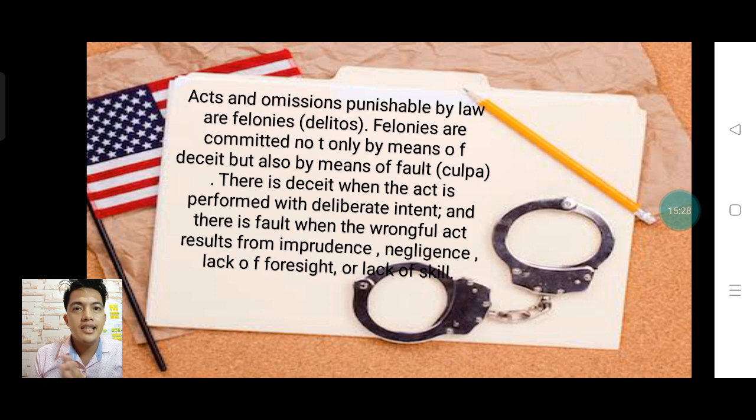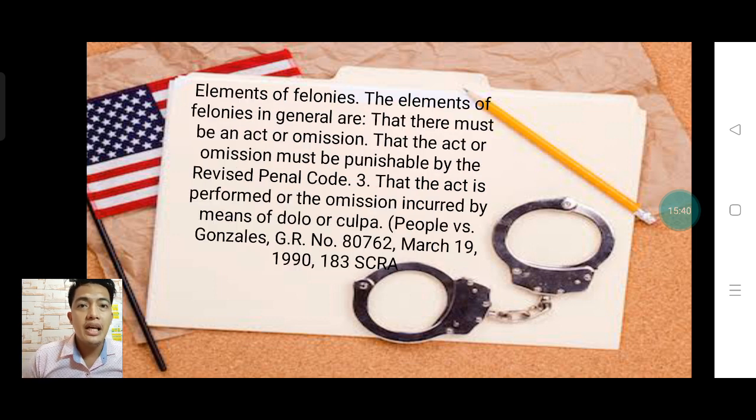Now, the definition of felony: a felony is committed by dolo or culpa. Dolo means deceit. Culpa means fault. So, the elements in the commission of felonies: first, there must be an act or omission. We already discussed what an act is, whether internal or external, and what an omission is, where you are obliged to perform an act because it is required by law. Second, the act or omission must be punishable by law. Of course, otherwise he cannot be held liable.